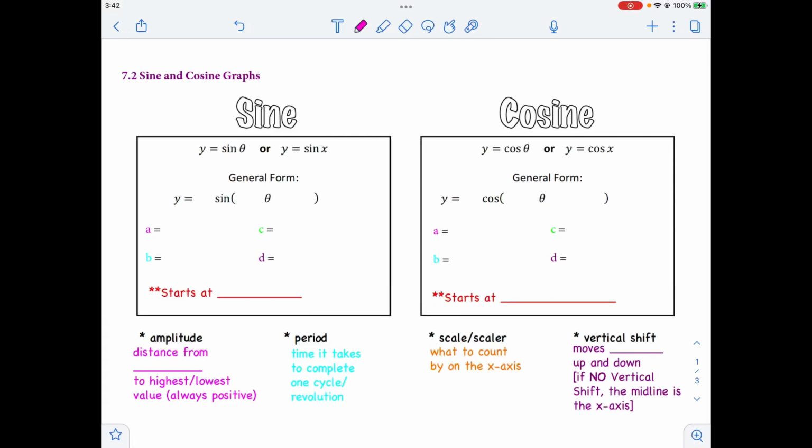We're going to learn how to graph sine and cosine graphs or functions. And first we're going to talk about how they look and the different parts, the general form, and what each part of that general form can do. So let's look at sine first.